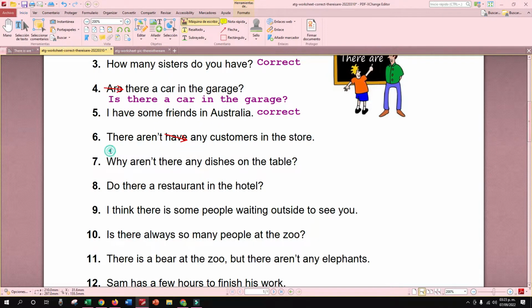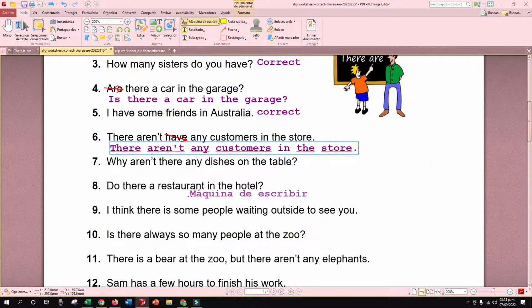So, which would be there aren't any customers in the store. Good, perfect. So there aren't any customers in the store. Perfect. What about 7th? Why aren't there any dishes on the table?